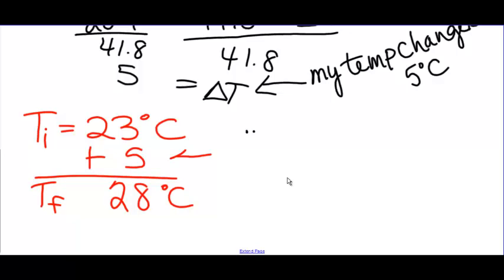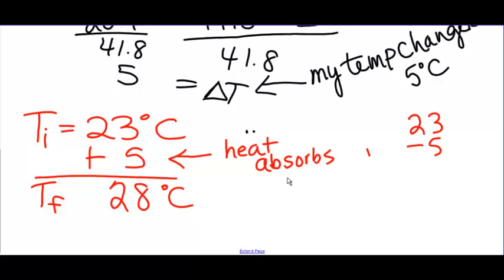The reason I add the 5 is because in the problem it said heat was absorbed, right? If it said heat was released, then I would have done 23 minus 5, and my final temperature would have been 18. So if it's absorbing heat, it's going to get hotter and you add the delta T. If it's releasing heat, it's going to get colder and you subtract the delta T. Okay? Try number 3 right now on your own.